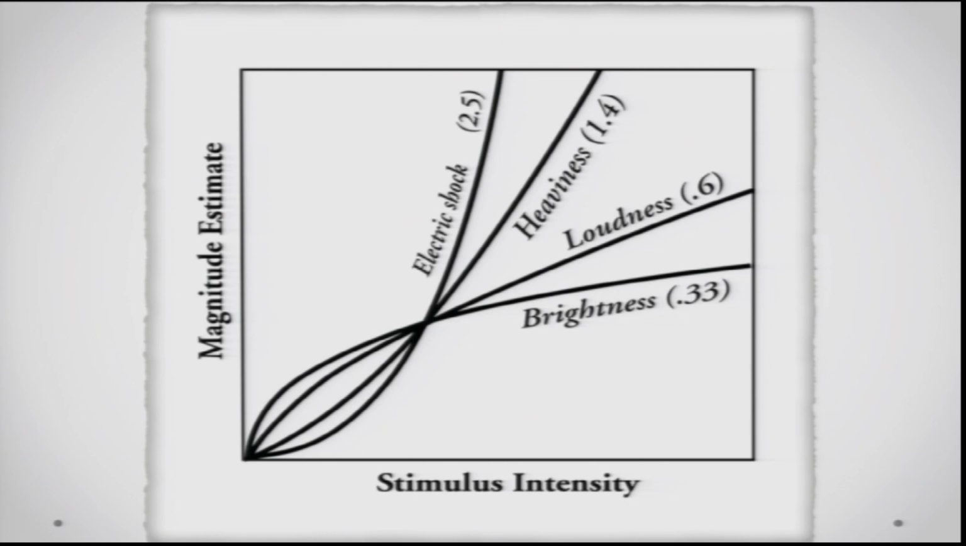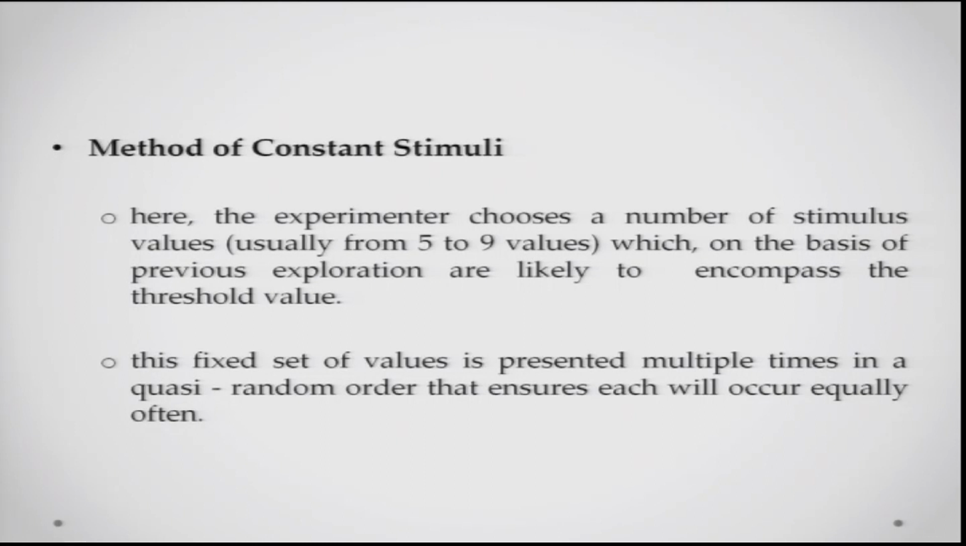Now, coming to another method, the method of constant stimuli. Here, the experimenter chooses a number of values arbitrarily, say 5, 6, 7, or 9 values. On the basis of previous explanation, they suppose that the threshold will lie somewhere amongst these values. So let us say if I guess that the threshold for a particular stimulus will be around 10, I'll have all the numbers around 10.